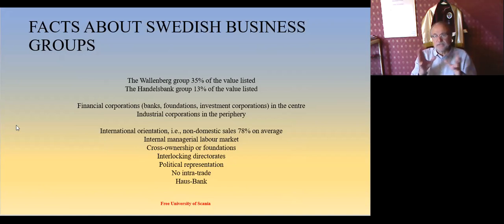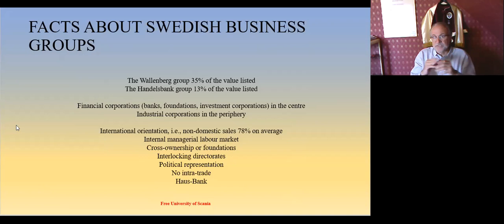They have interlocking directorates. That means that one director sits on one board and then that director sits on another board in this business group. So that creates a flow of information between the corporations in the business group. Very distinctive is that they have political representation. When the government creates a group that should discuss industry problems, you can find at least one representative of the Wallenberg Group and one representative of the Handelsbank Group.